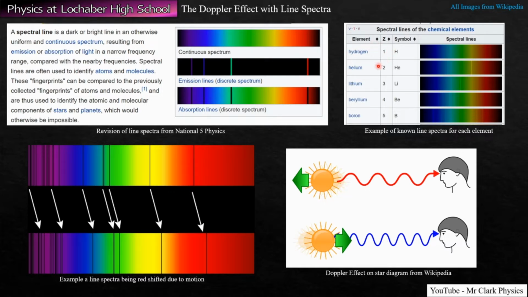Every single element has its own individual fingerprint. If you have it in a lab and you heat it up, it will give out light at certain colors. Those colors are the same as the colors that it would absorb if you tried to pass light through it. So rather than trying to look at the color of the whole star, we have a look at its line spectra. If that star is moving away from us, all of those lines move slightly towards the right.